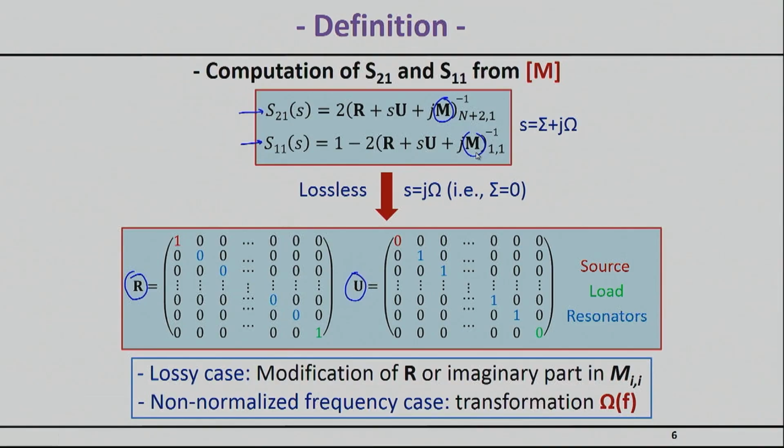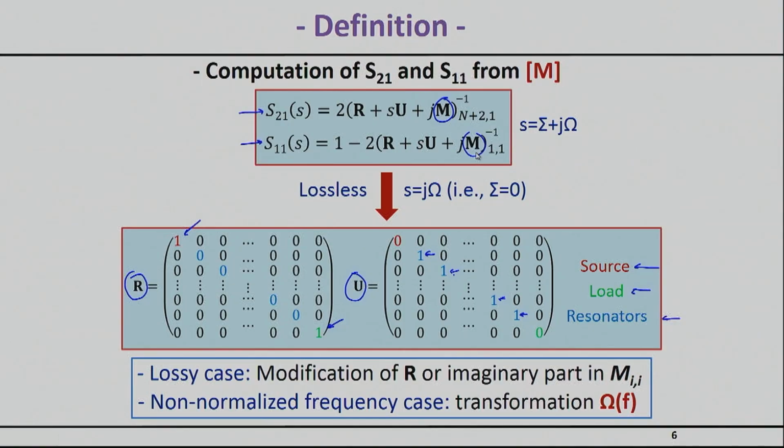It's basically a zero matrix except for the very last and the very first elements. And similarly, matrix U has only the main diagonal with the elements that you see right here. I have color-coded some of these elements so you can understand whether they represent something related to the source, the load, or the resonators.